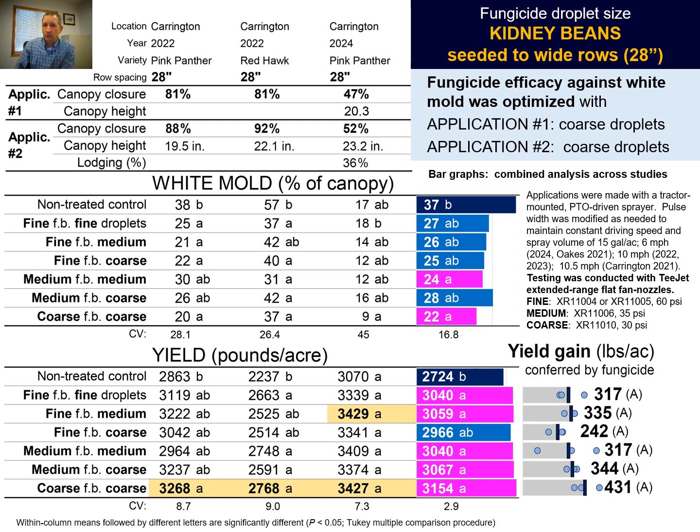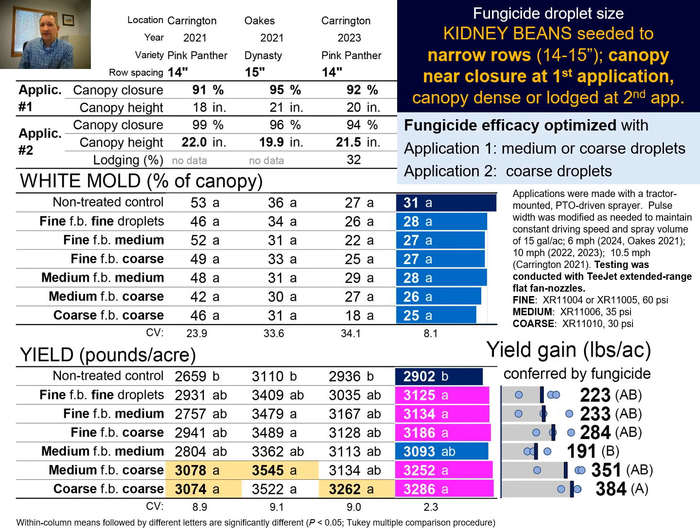So again, we need to have testing from additional studies before we can have rigorous recommendations. But what you see here are consistent results across 3 studies, strongly suggesting that you do not want to spray with fine droplets at both applications, that coarse followed by coarse droplets are going to be optimal in most situations in kidney beans seeded to wide rows, and you would only consider a finer droplet if the canopy is very open. What about kidney beans seeded to narrower rows?